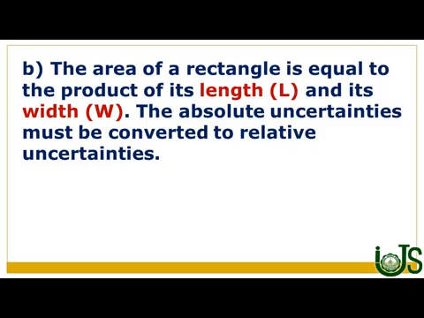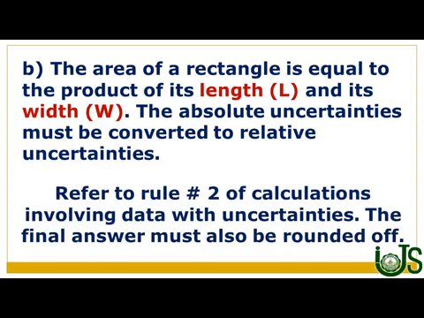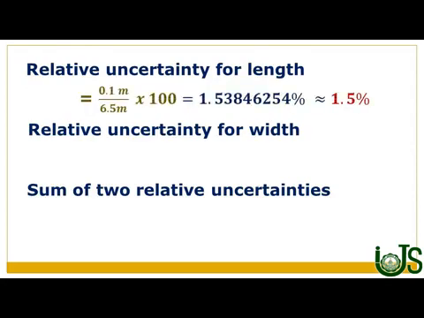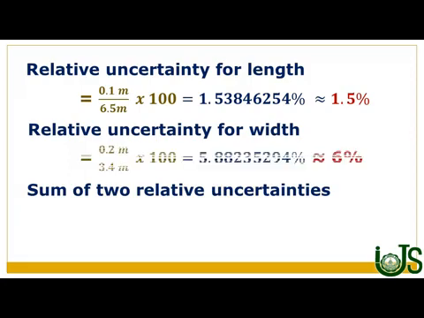Now the area of the rectangle is equal to the product of its length and its width. The absolute uncertainty must be converted to relative uncertainty, so refer to rule number 2 of calculations involving data with uncertainty. The final answer must also be rounded off. The relative uncertainty of the length is 0.1 meter divided by 6.5 meters times 100. That is 1.53846254%, or approximately 1.5%. For the relative uncertainty of width, 0.2 meters divided by 3.4 meters times 100.